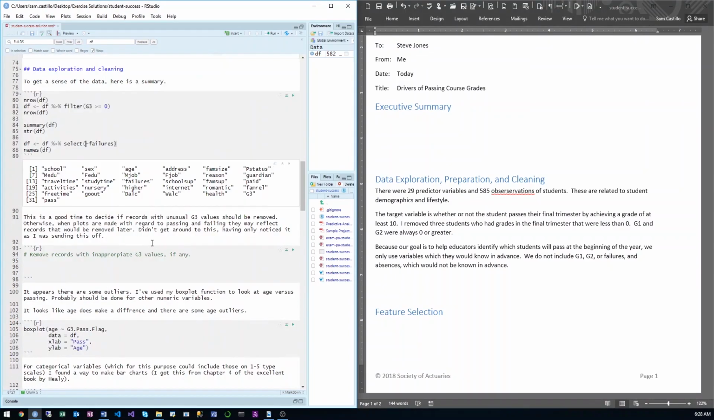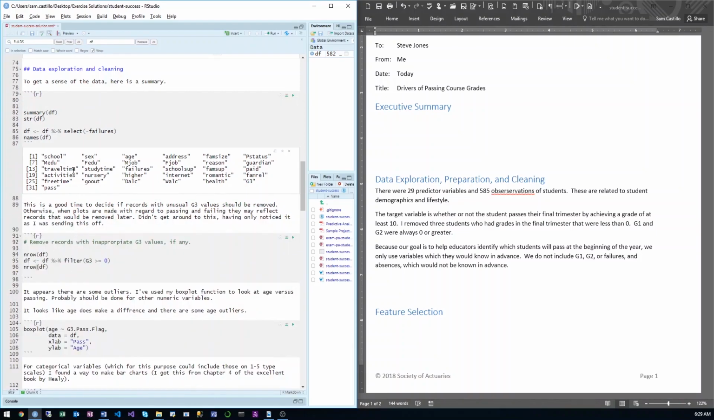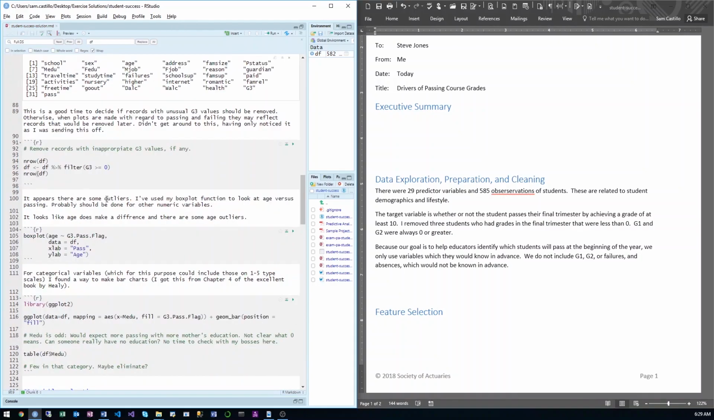This is okay. So the next question is, this is a good time to decide if records with unusual G3 values should be removed. Okay, I've already done that. But because they asked me to put it right here in the RMD file, I'm going to put it right there. It appears that there are some outliers. I've used my boxplot function to look at age versus passing. Possibly this should be done for other numeric variables.